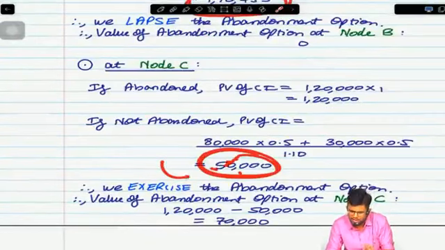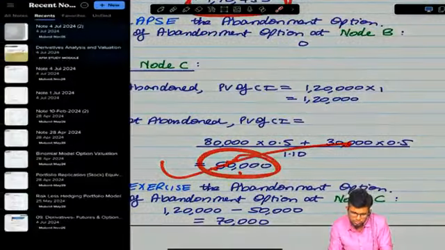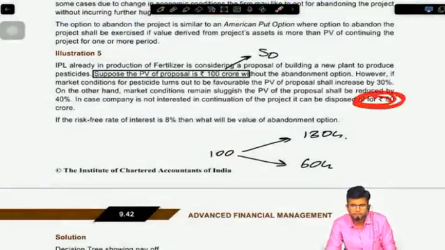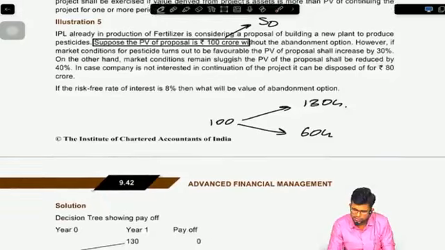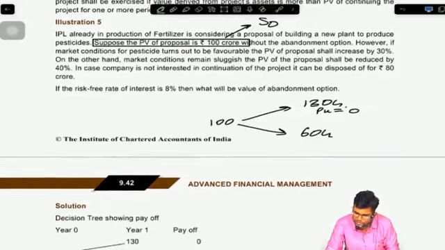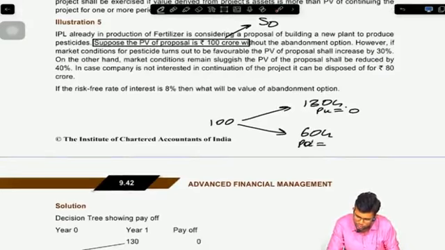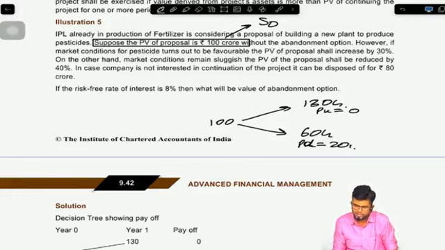Can I say I would like to abandon in this case? Everyone clear? So students, you have an option. Your put option is how much? If the company is not interested, we can dispose of it for 80 crores. Here the put option value is 0 in the up state. Why should I dispose of it for 80 crores when I can get 130? But in the down state, the put option value is 20 crores. Everybody clear?